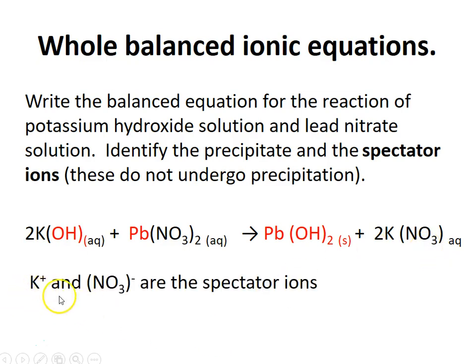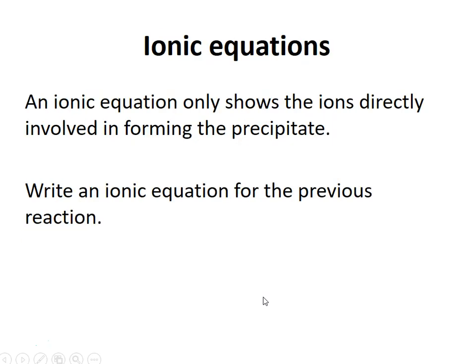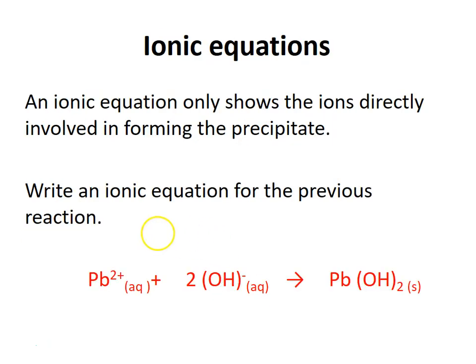So I've introduced to some of you that these are spectator ions, but people who were away on Friday need to know what spectator ions are. So ionic equations are just the ions that form the precipitate. When you write an ionic equation with these ions, you have to show the charges, and you need to make sure that it's balanced too, just like other reactions.